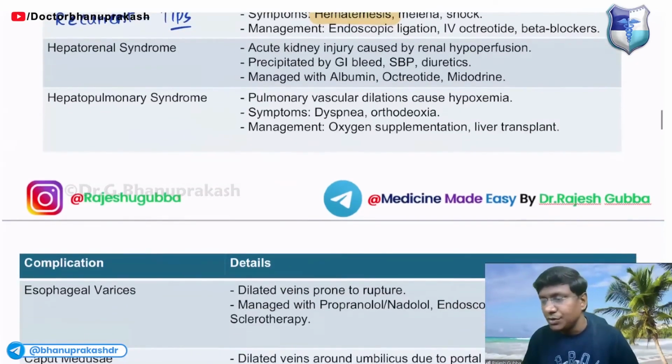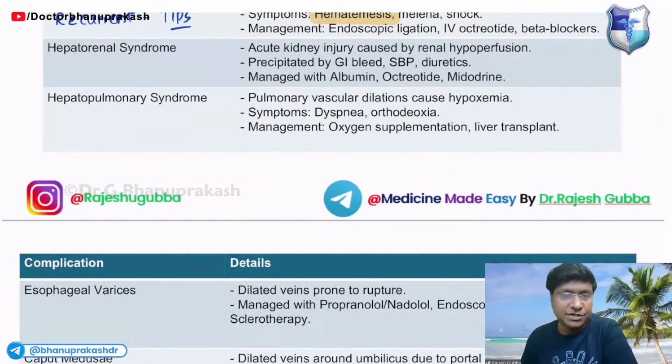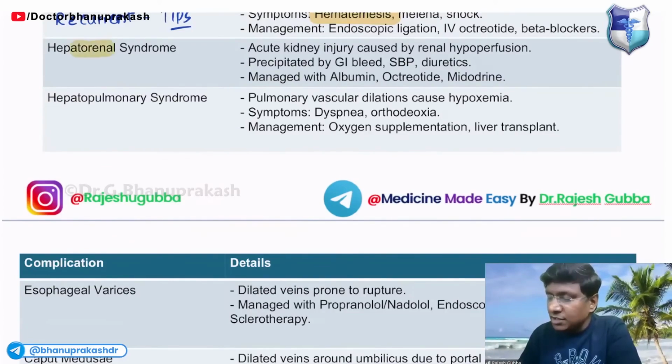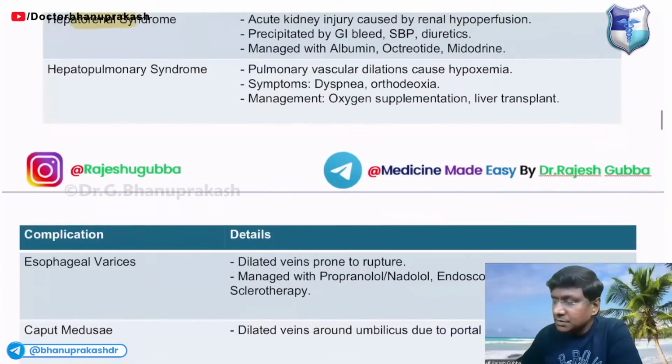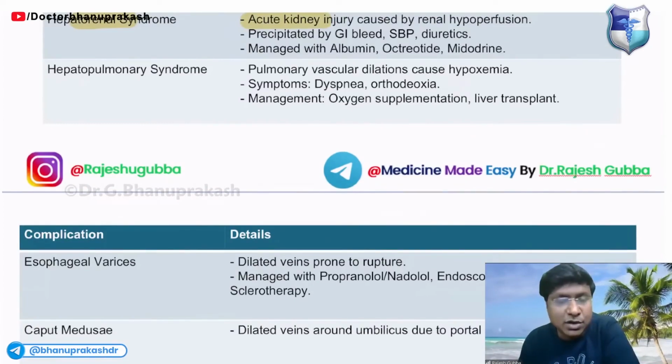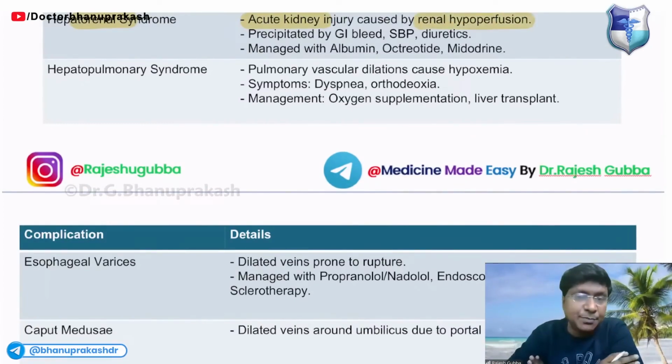That is what you need to do in case of recurrent esophageal variceal bleeding. Done? Okay. Next important complication is what? The hepatorenal syndrome. Now, in hepatorenal syndrome, please remember, it is acute kidney injury that you develop in case of cirrhosis of liver. And what could be the reason for this? That is due to renal hypoperfusion.